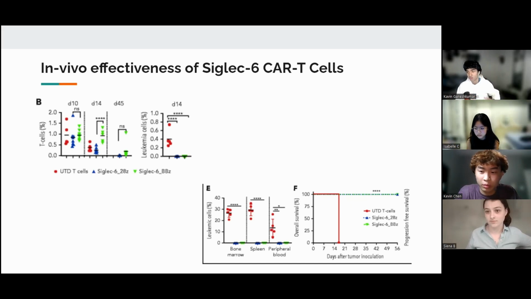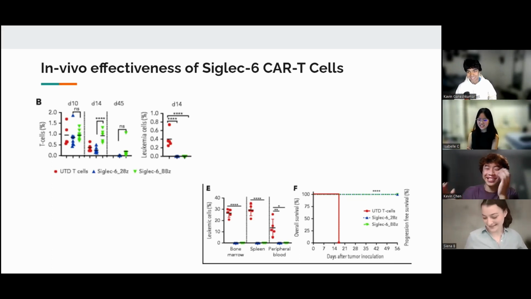But what I found really interesting was in F, how between day 14 and 21 there was a significant drop from 100% survival to 0% survival for the UTD T cells. I think this was because the mice were experiencing too much pain, and so they had to euthanize them. It just wasn't working enough. Yeah, they just had to kill the mice.